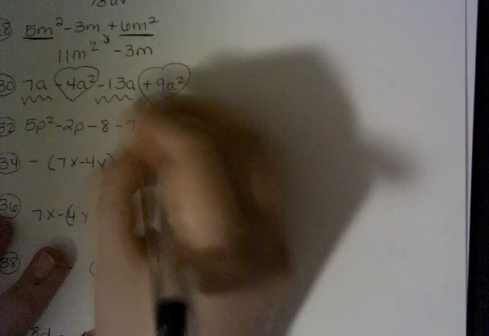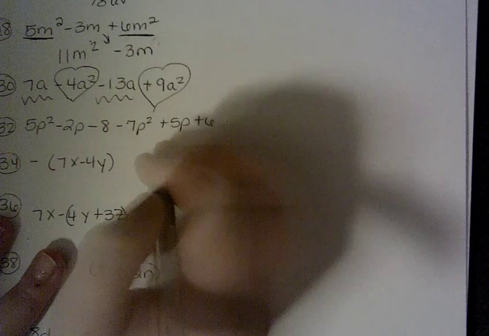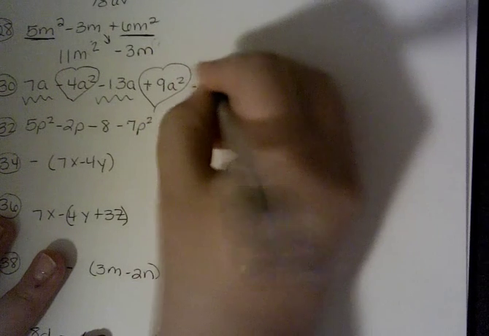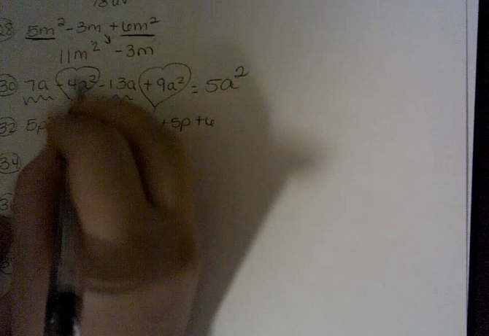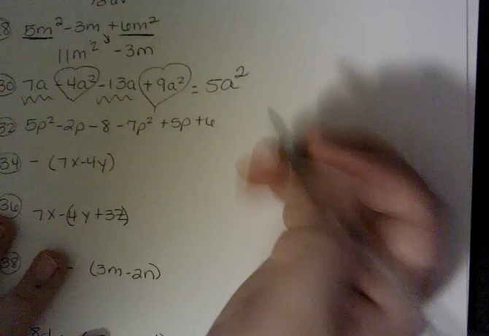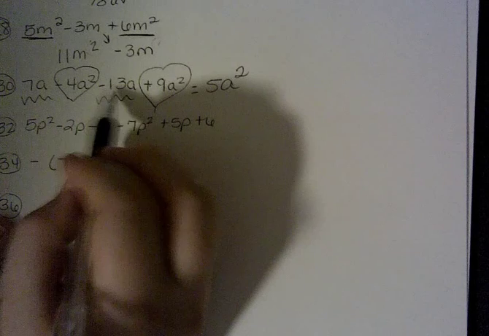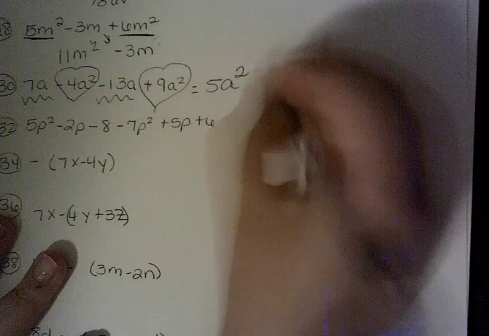I've got negative 4a squared plus 9a squared. It's going to give me a 5a squared. So you owe somebody $4, you give them 9, so that means that they have $5, okay? All right, so now 7a minus 13a is going to give us a negative 6a.